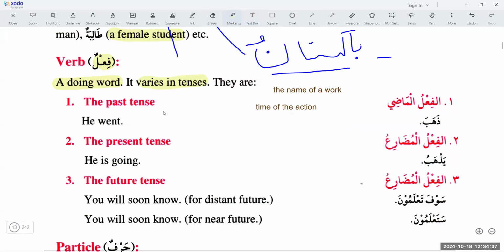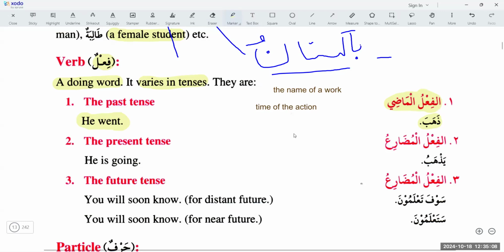Past tense, we call it al-fi'lul madi. Zahaba is a verb and it gives the meaning he went. The action happened in the past tense. So it contains a time.